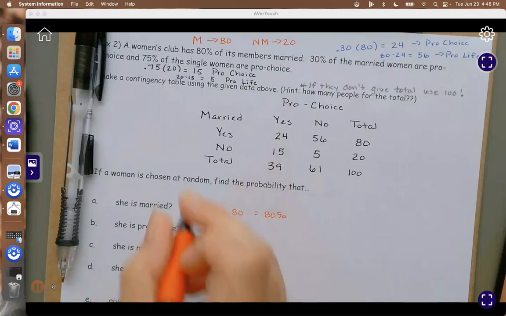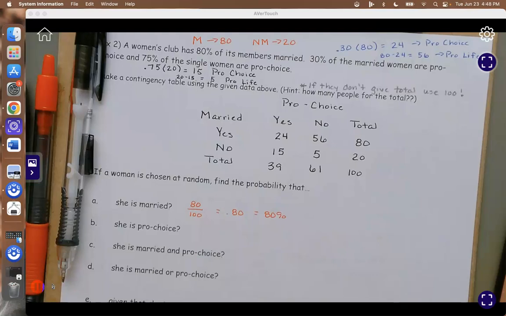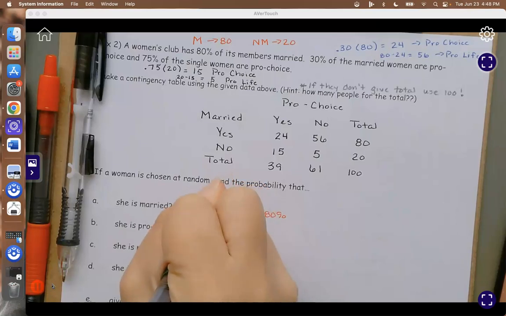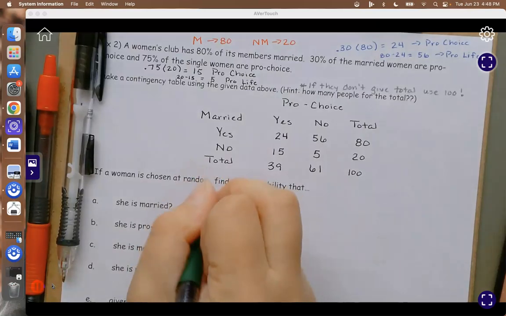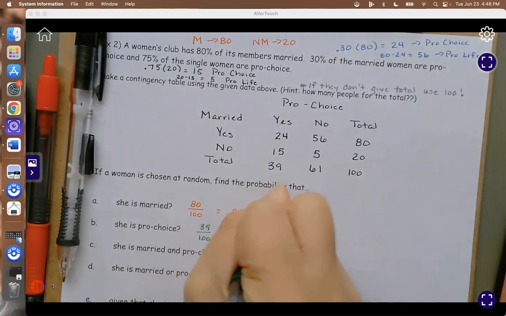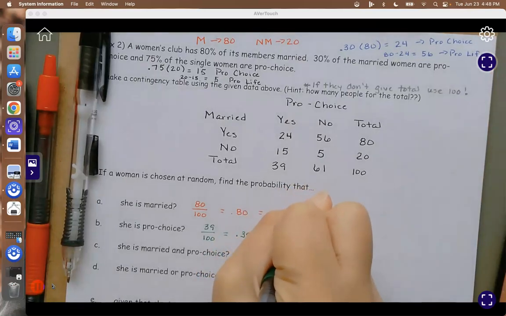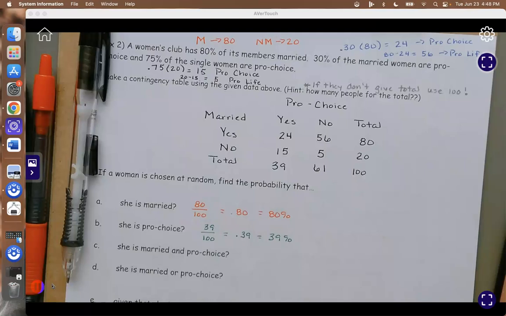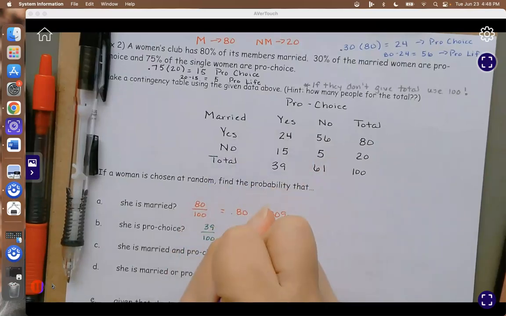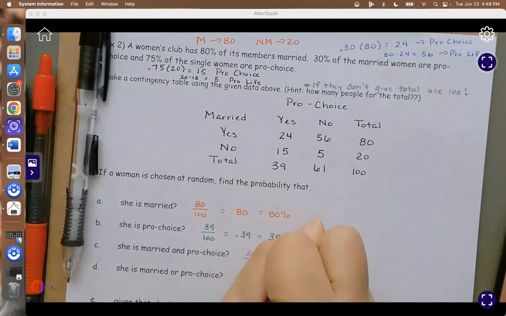Probability she is pro-choice. So let's use a different color. That's 39 out of 100, which is 0.39, which is 39%. Married and pro-choice. Married and pro-choice. So that's 24 out of 100, which is 0.24, which is 24%.